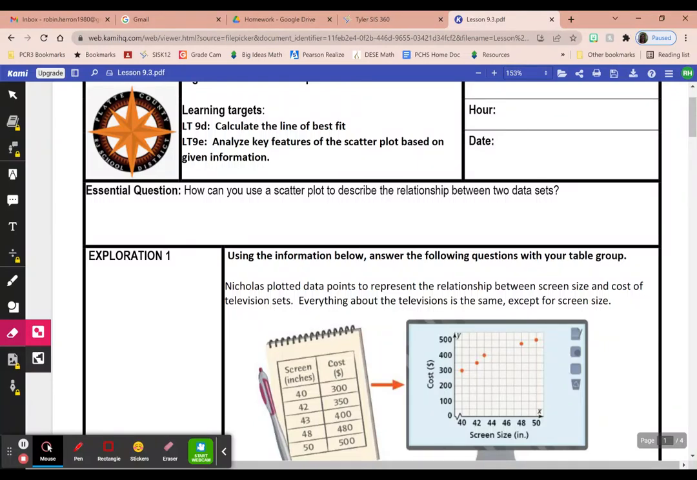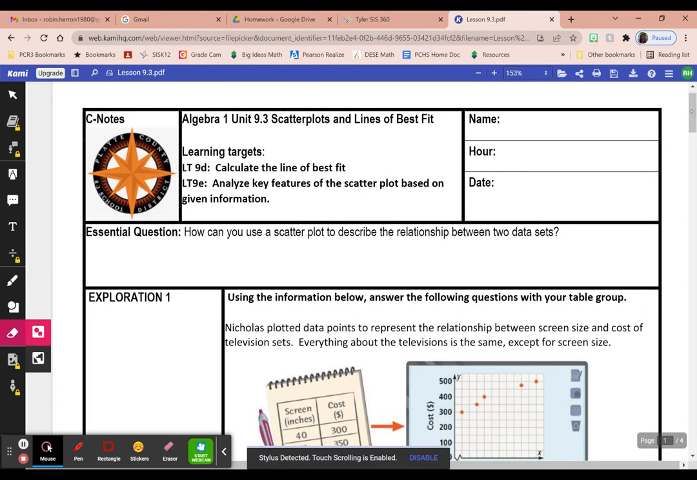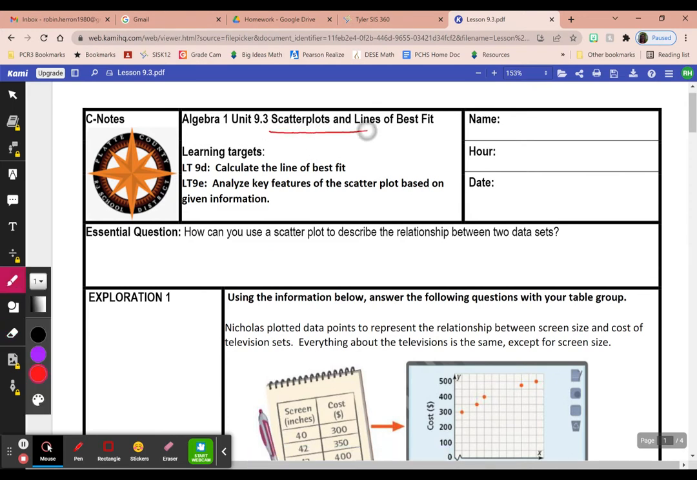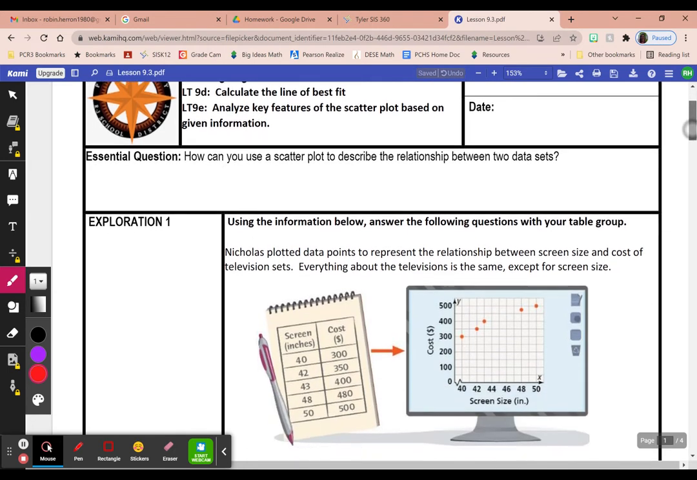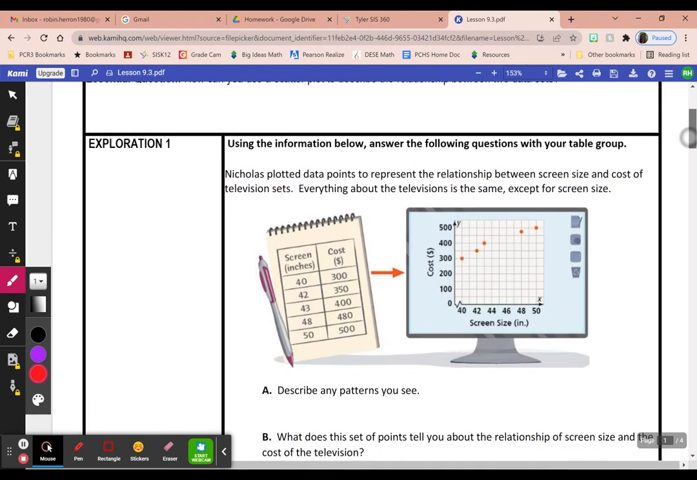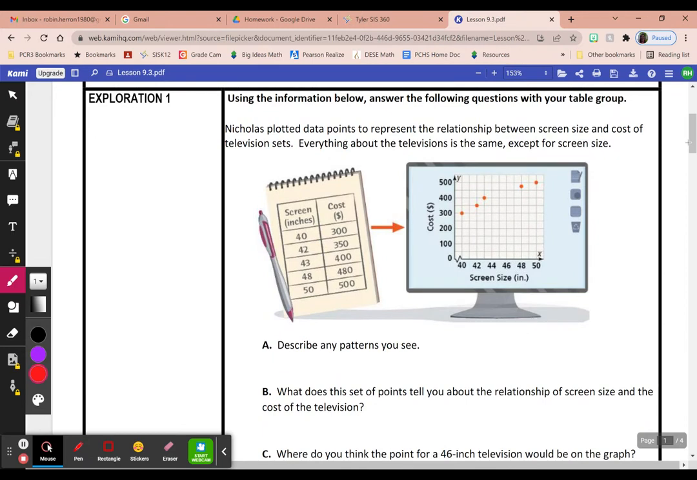We are going to be talking about lesson 9.3 for Algebra 1, which is all about scatter plots and lines of best fit. The 9.3 learning targets are to calculate the line of best fit and analyze key features of the scatter plot based on given information. All right, so going down here, looking first at scatter plots.